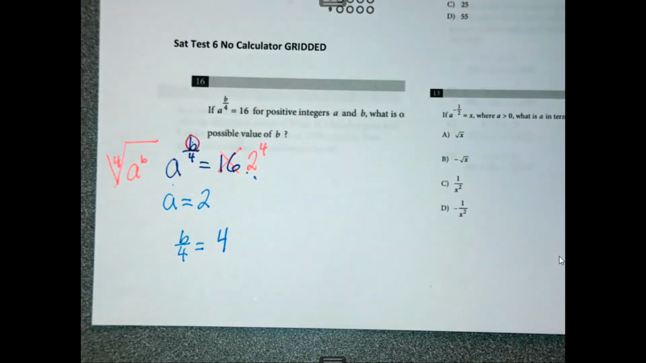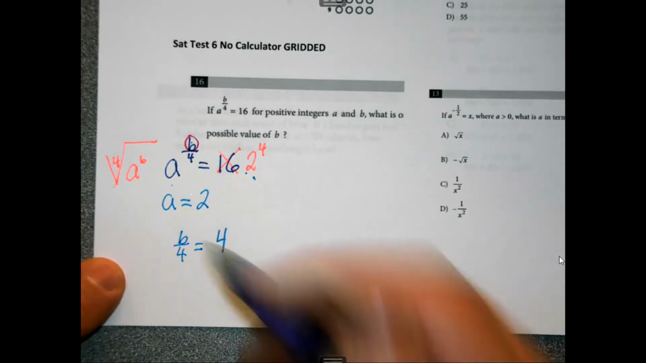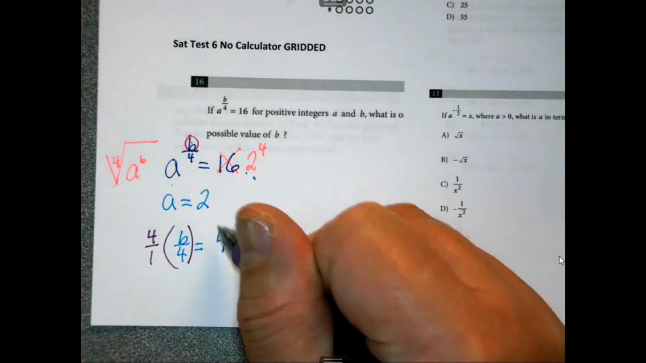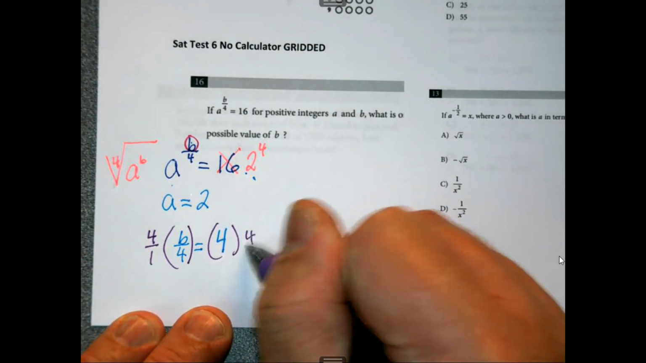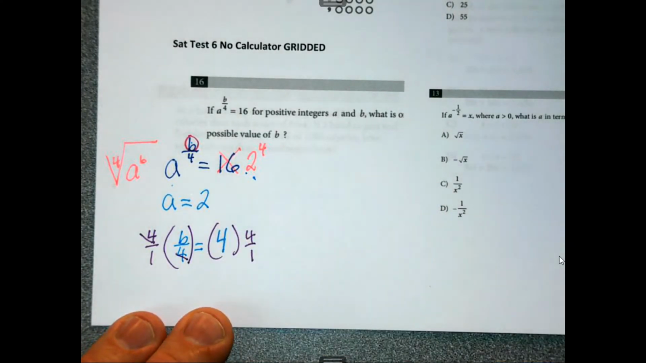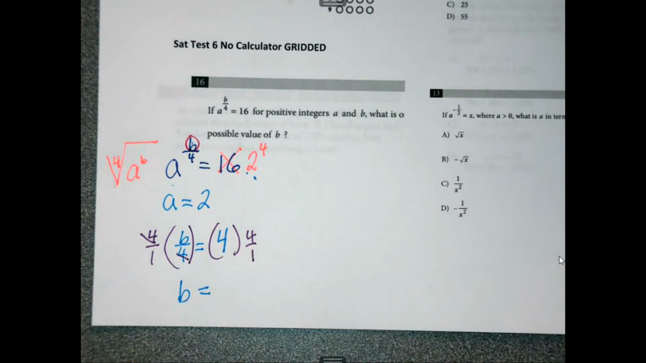So now all I have to do is solve for B. How do I get rid of 4 denominator? Multiply both sides by 4 over 1. These cancel. I get B by itself. So what does B equal?